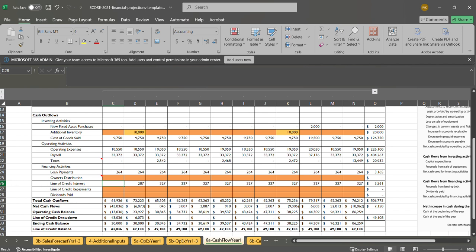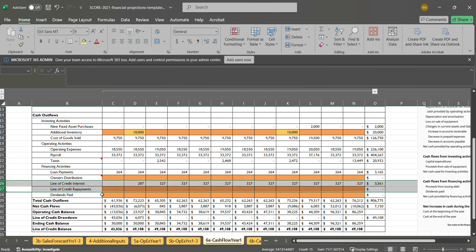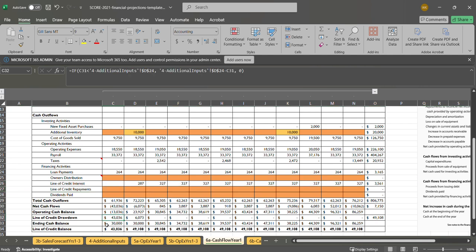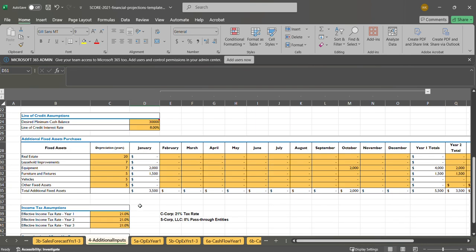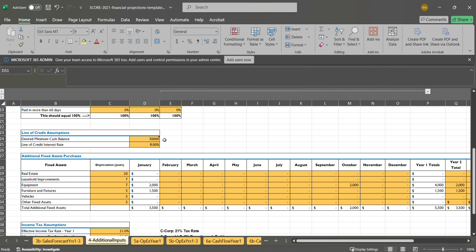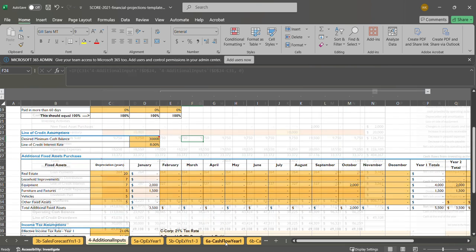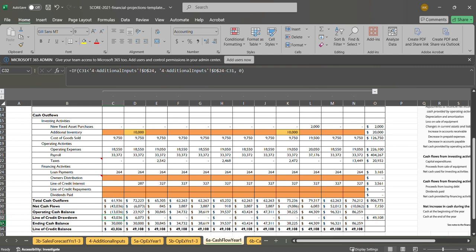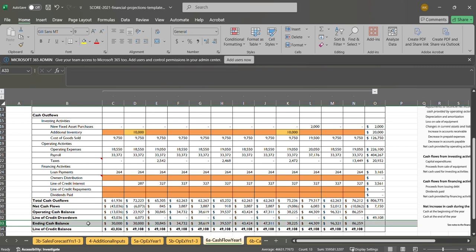Line of credit interest and repayments, maybe I will talk about that now. So here in additional payments, I put down I want to keep $30,000 as a minimum cash balance for the business. So the impact of that is that the ending cash balance, I don't want it to dip below $30,000.